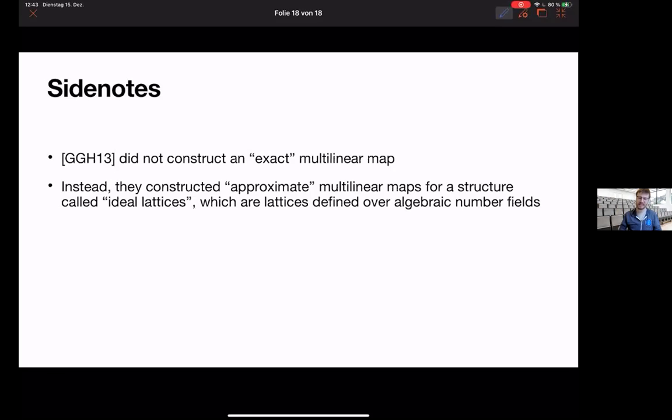So what they really had was some kind of an approximate multilinear map with errors from a structure called ideal lattices. So I'm not going to go into this. I mean, I can post some links if any of you are interested, but these are special types of lattices that are related to algebraic number fields. So something that's a big deal in math, but here in this lecture, we won't have the time to get into this.